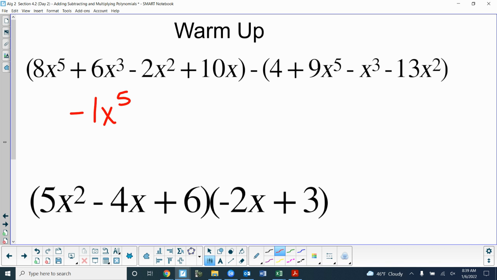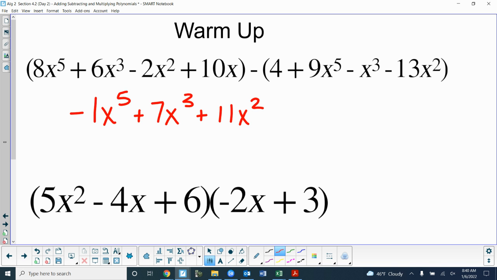No. Okay, so x cubed, I got a 6x cubed minus a negative 1x cubed. That's adding 1, right? Minus a negative is addition, right? X squared, negative 2x squared minus a negative 13x squared is negative 2x squared plus 13, which is plus 11. Are we catching those minus and negative things? Hopefully we are.